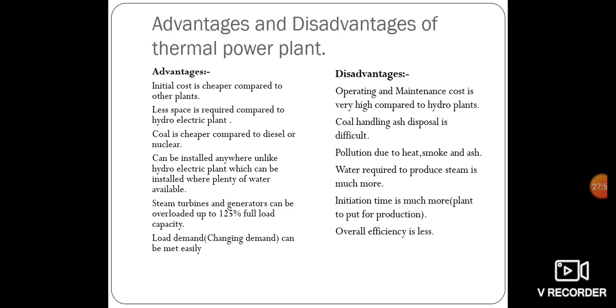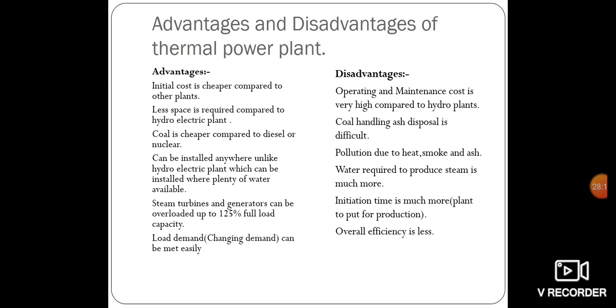Water required to produce steam is much more. In thermal power plants, the requirement of water is very huge. To produce steam we require a lot of water, and that has to be taken from rivers or canals. So this is one of the disadvantages of a thermal power plant.